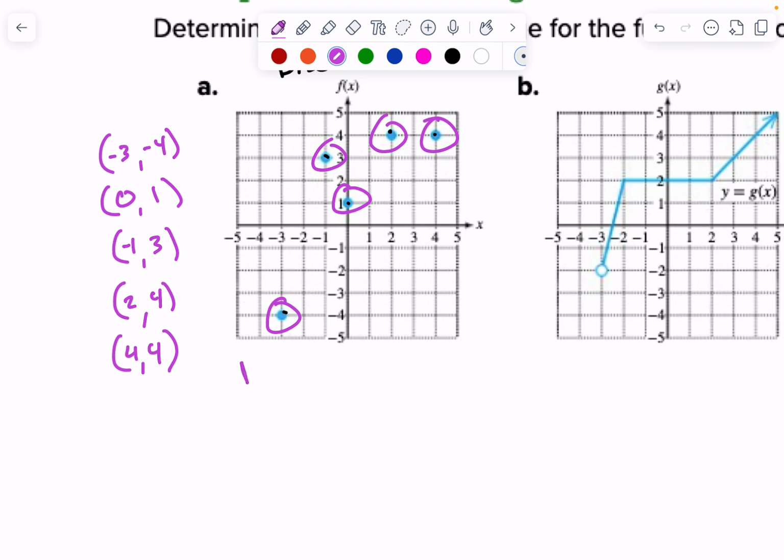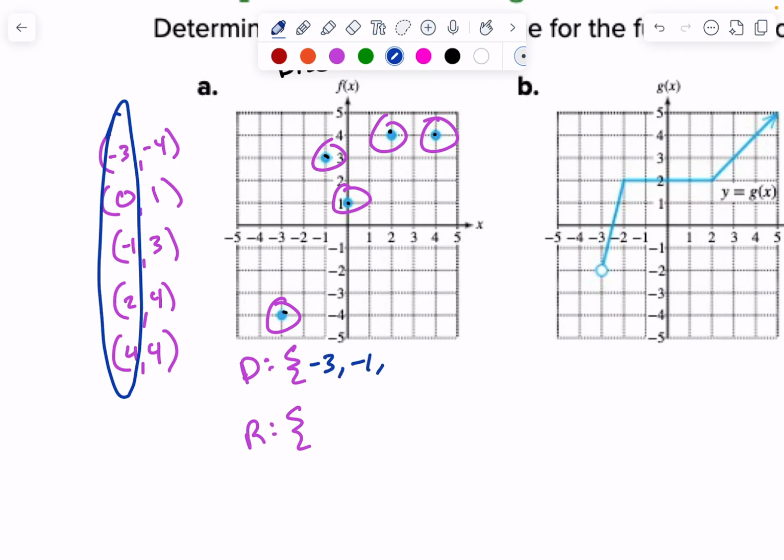Okay, now I'm listing domain and range. And I think we did this yesterday. We did the squiggly brackets, right? The domain elements are going to be your x's. So I want to go in order. So I'm going to go -3, -1, 0, 2, and 4. Those are my domain numbers, okay?